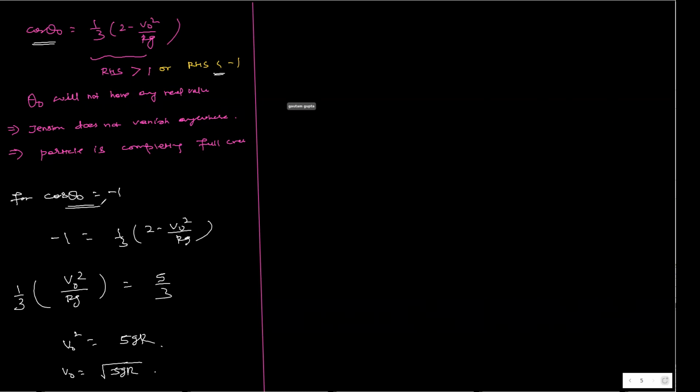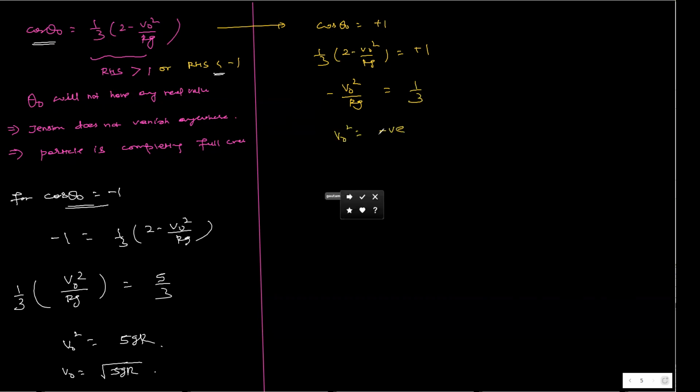Why did I take -1? Why didn't I take +1? Because for +1, you will get V naught as negative, which is not possible. If you put cos theta naught as +1, you will get 1 by 3 into 2 minus V naught square by RG as +1. That means V naught square by RG is equal to 1 minus 2 by 3, which will be 1 by 3. So V naught square is negative. That is not possible. V naught square is a positive number, right? Square of any number is positive. So not possible at all.